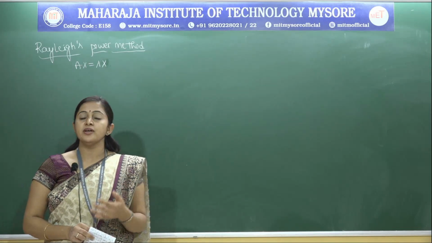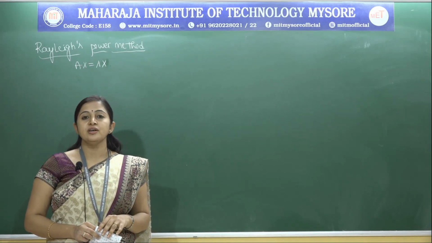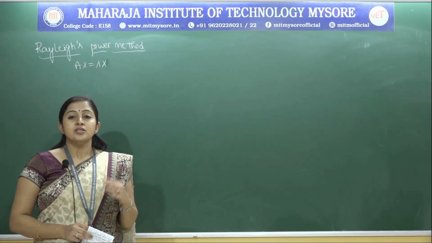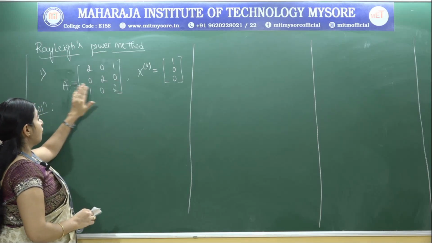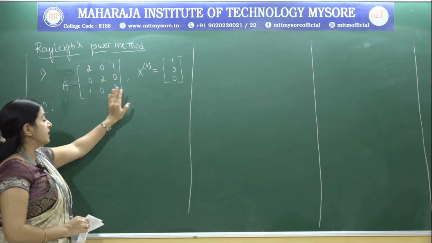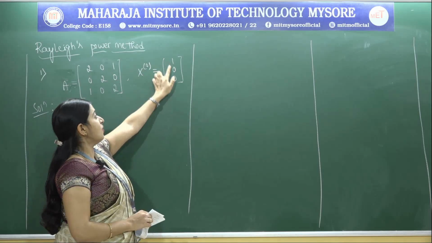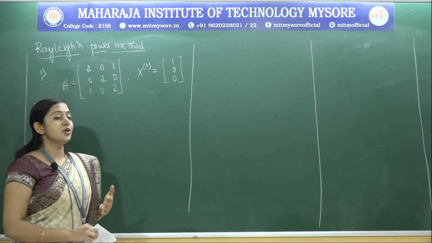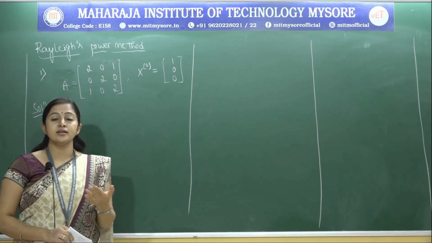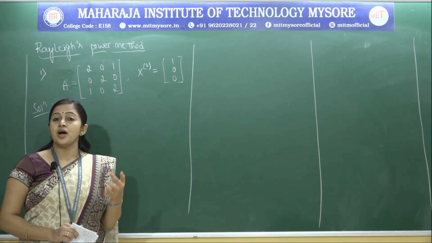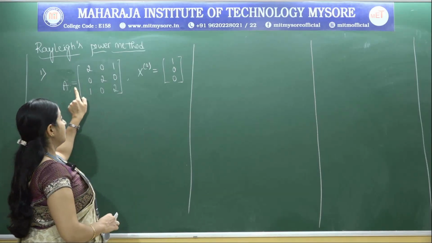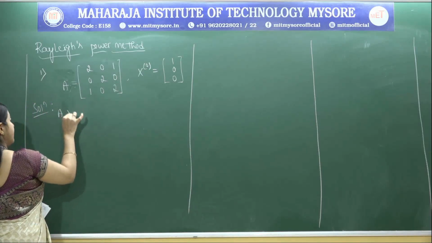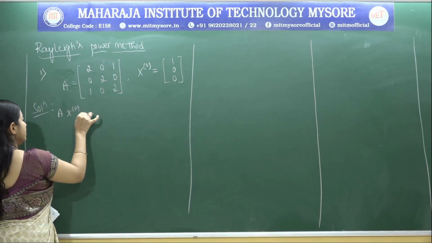But in the Rayleigh's power method, we use the matrix multiplication with the initial matrix that is given in the problem. The first problem, given the matrix of order 3 cross 3, this is the matrix, and the initial matrix is 1, 0 and 0. So in this problem, you have to find the largest eigenvalue and the corresponding eigenvector. First, you have to take the matrix multiplication of the matrix A and the initial matrix. So the first one, it is A x of 0, this is the first iteration.